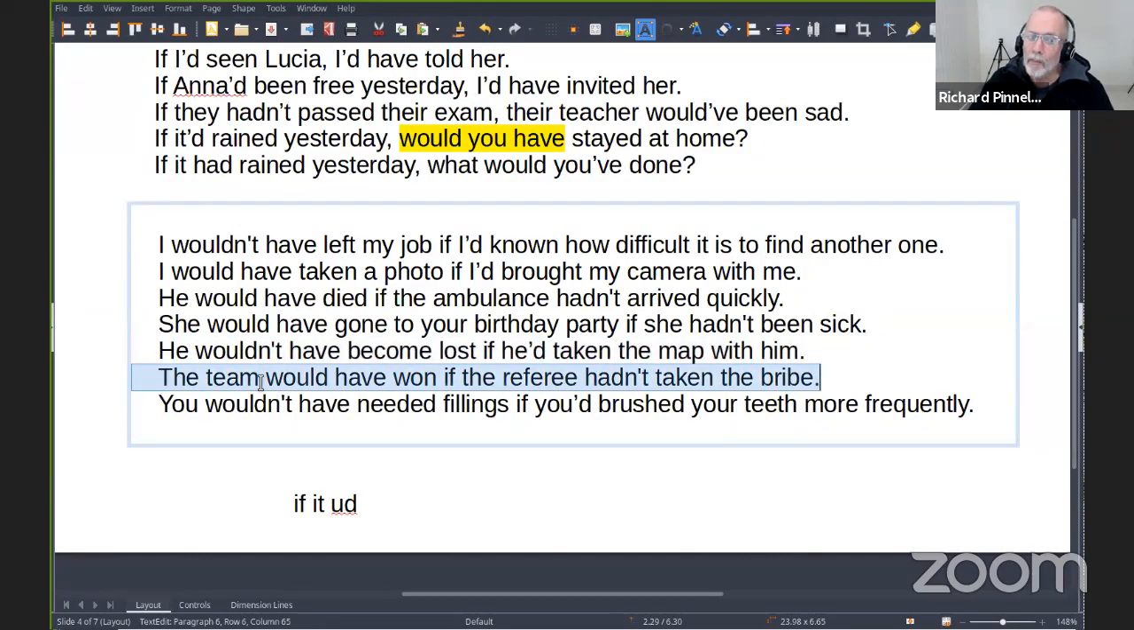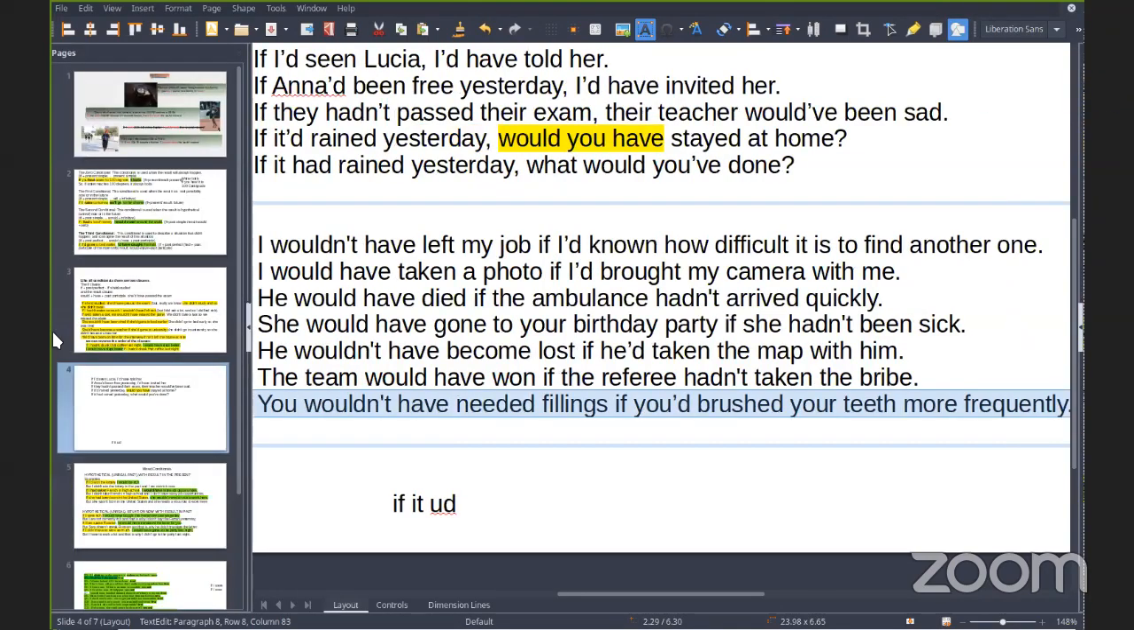The team would have won if the referee hadn't taken the bribe. You wouldn't have needed fillings, fillings is in your teeth, if you'd brushed your teeth more frequently. So many examples of the third conditional. This conditional is used to talk about imaginary situations in the past with imaginary results in the past.